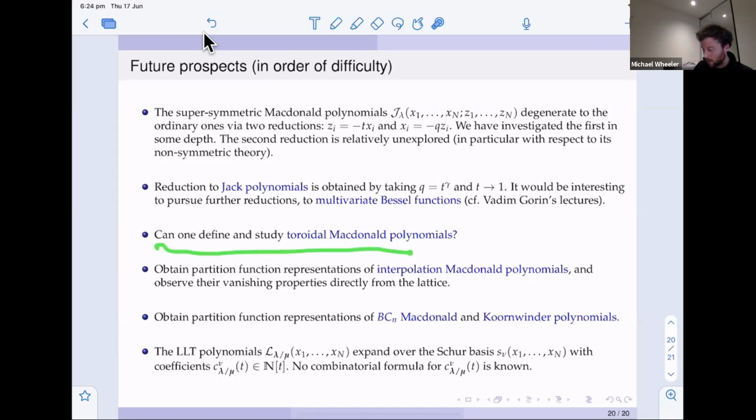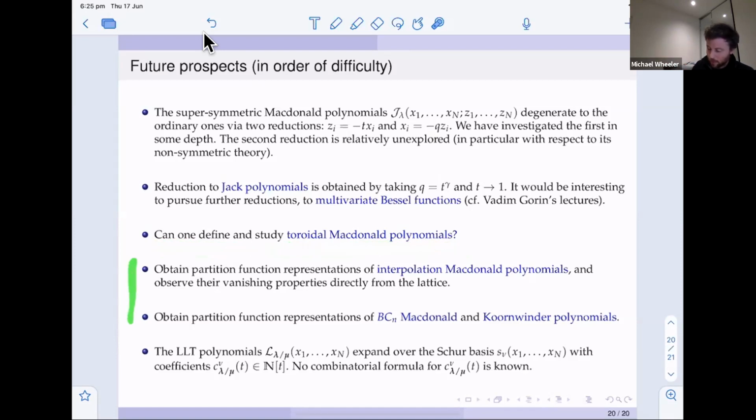Slightly wild question here, but it sort of stems back to the original presentation that I gave in these lectures, where we're looking at these toroidal boundary conditions. Can one actually define and study some sort of toroidal version of Macdonald polynomials where you have this double periodicity? So I think this is an interesting direction, and there are other directions.